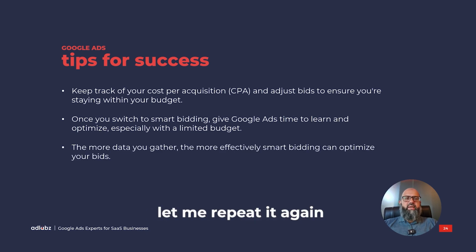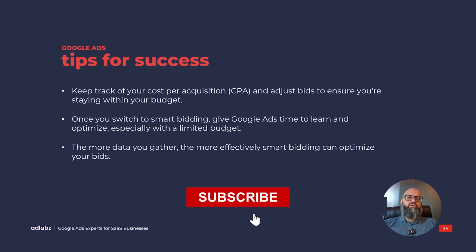But let me repeat it again, do not switch to smart bidding unless you have at least 15 conversions during the past 30 days, and your budget should also support that.